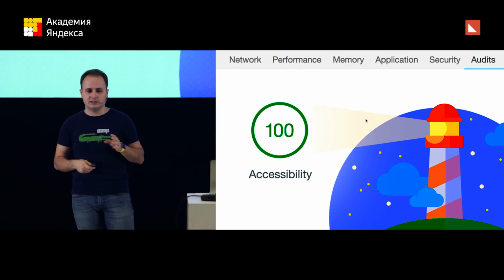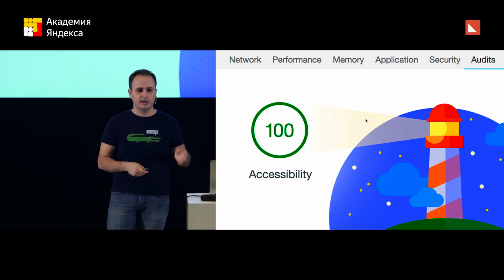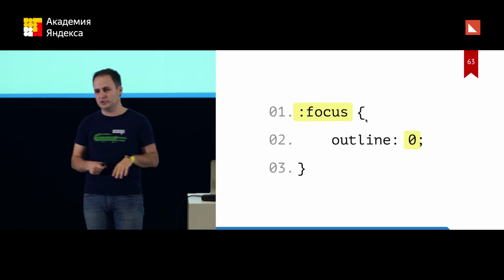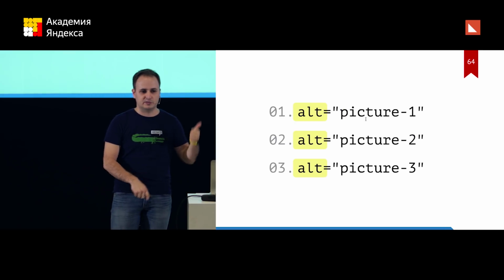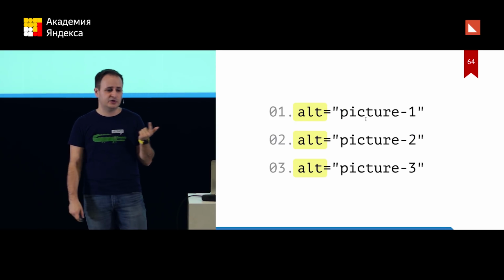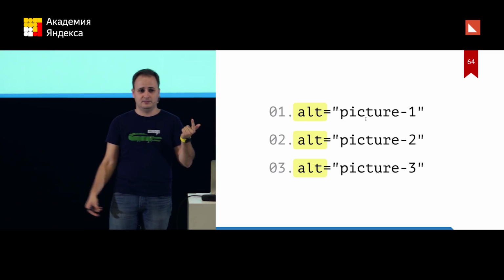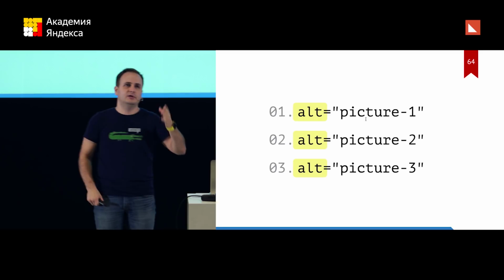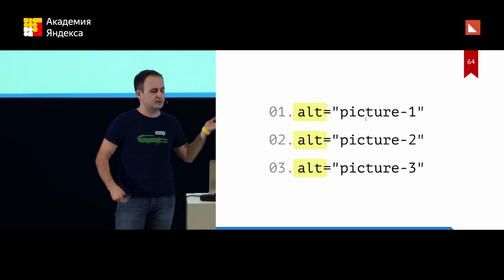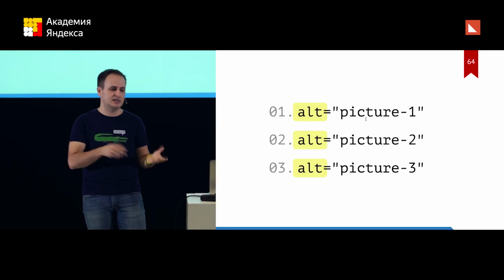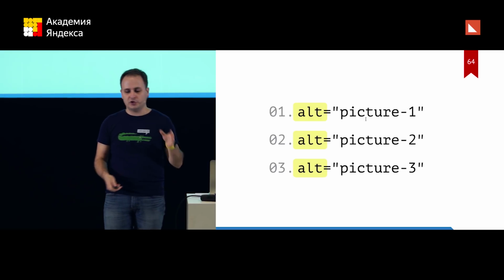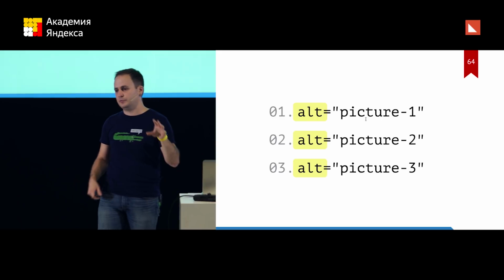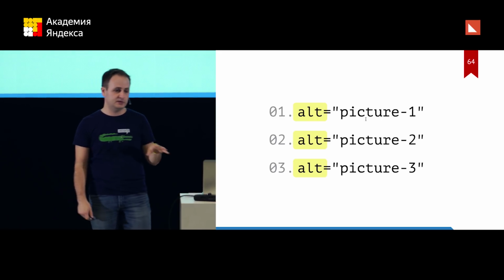But sometimes it's not that smart, because with a 100% accessibility score, you can still use useless alts with your pictures, putting just the picture name in it. Those are useless. Well, there is a way to detect it, but there's no way to tell for sure if it's accessible or not.